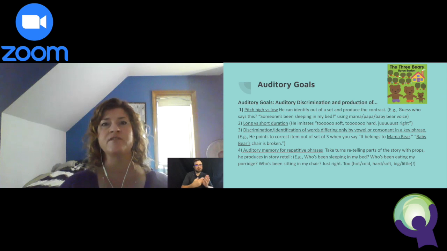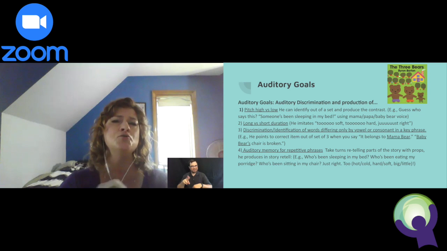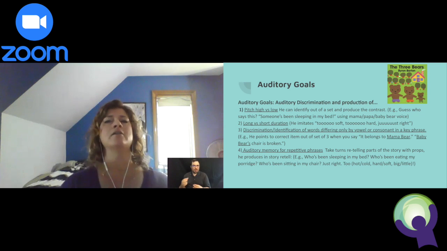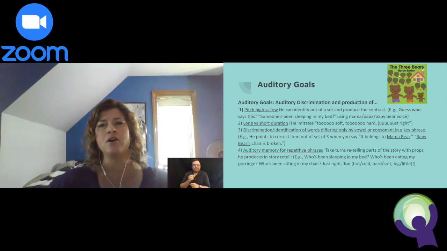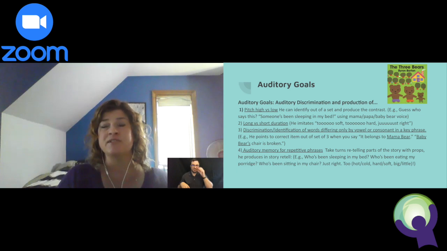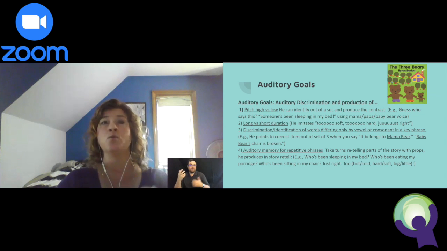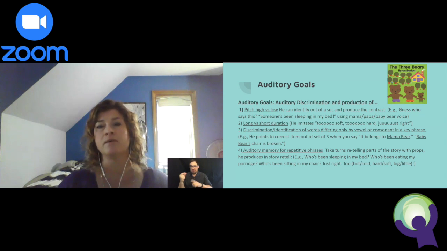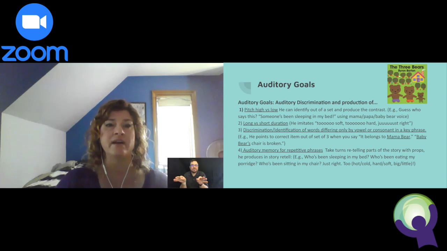Long versus short duration is very natural in this particular book because you can draw out the words. You say that one is too soft, too hard, just right. So he's hearing long drawn out words and short words. Can he produce that difference? Then he's able to do long versus short duration. So he's practicing that skill. Discrimination of words that differ only by vowel or consonant. You might do some minimal pairs like mama and papa, or you might do words that are more dissimilar, but he's doing it at a phrase level now. So we're bumping up that level of complexity, and we're doing some auditory memory now for some repetitive phrases.